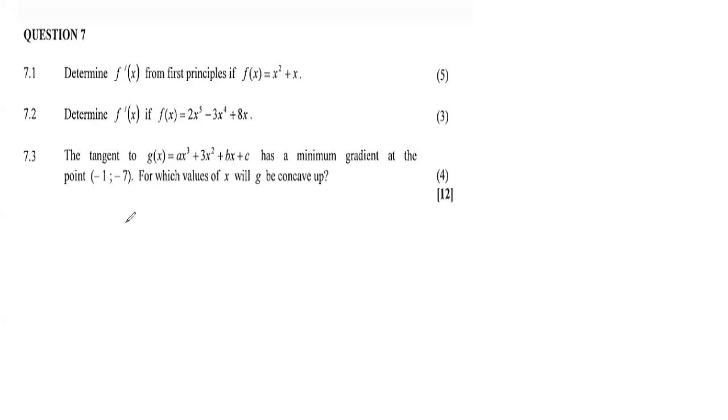So proper. Now 7.3 says the tangent to g of x is equals to ax cubed plus 3x squared plus bx plus c has a minimum gradient. So I need you to pay attention to this, a minimum gradient. Now we did touch on the fact that if they talk about the gradient, this obviously will lead us to our g prime x, which is our first derivative. And the point negative 1, negative 7. So this minimum gradient is occurring at which point?